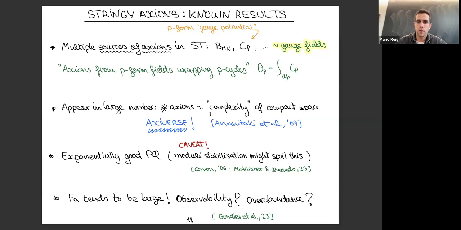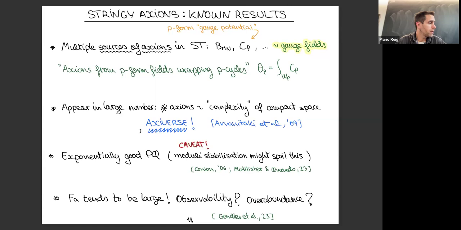Now, what people realized about 15 years ago is that most of the compactifications that people have considered as realistic have a very complex compact space. And it turns out that the number of axions is in one-to-one correspondence with this complexity, because the higher the number of non-equivalent compact cycles, the higher the number of axions.